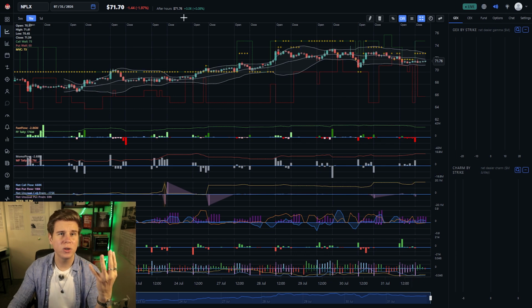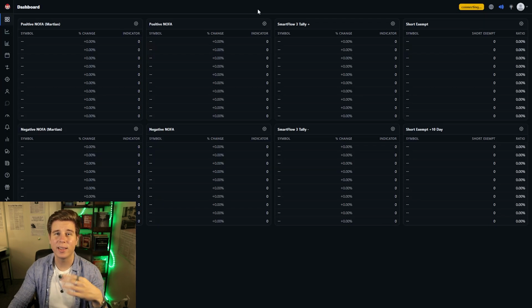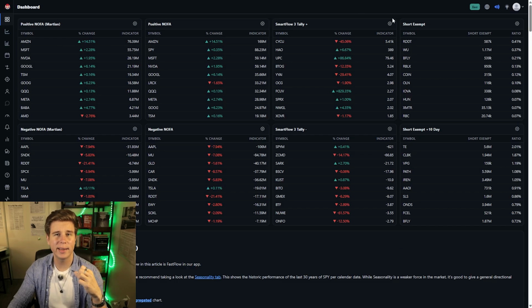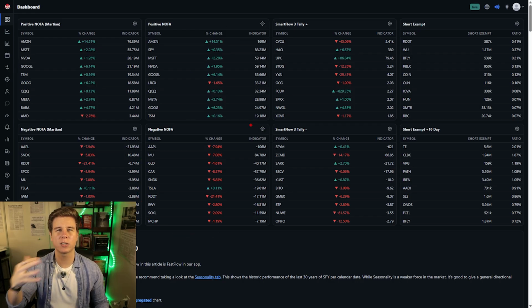And then the third way you can do that is actually using the dashboard and the short exempt list. So on this dashboard right here, this is updated live throughout the day. So I'm going to go over how you can use that reactively. But for example, these stocks right here had the biggest positive net options flow on that day. These had the biggest negative net options flow. So if you see one of your stocks you're considering to trade on this list, usually that tends to be a good sign for a potential breakout.